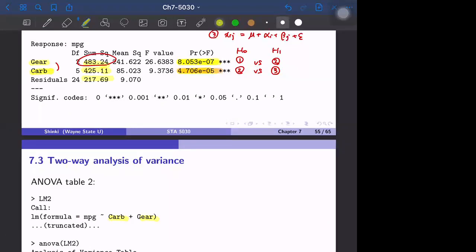And if we change the order of variables, then the numbers will change. The degrees of freedom is the number of categories minus 1, basically. And this 24 is the remaining number. We have 32 observations, so the total degrees of freedom should be 32 minus 1, where the 1 means the intercept. So if the first one is 2 and the second one is 5, then this should be 24, because 2 plus 5 plus 24 is 31.